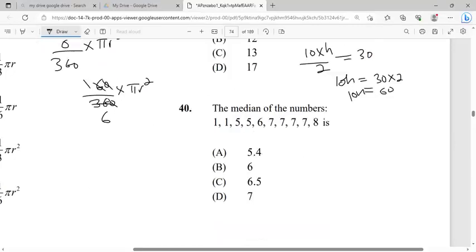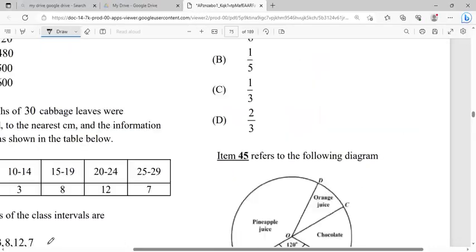The median of the numbers. So we have two middle numbers, so that's add them and divide by 2. With 3/4 and 2/3 there, guys. 2/3. Let's go.